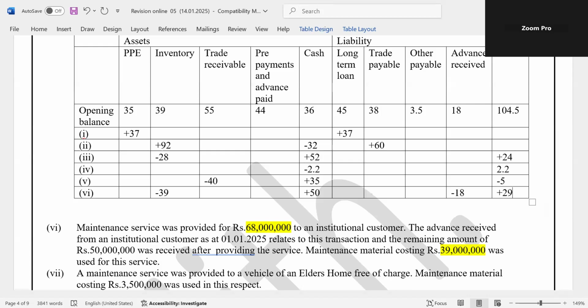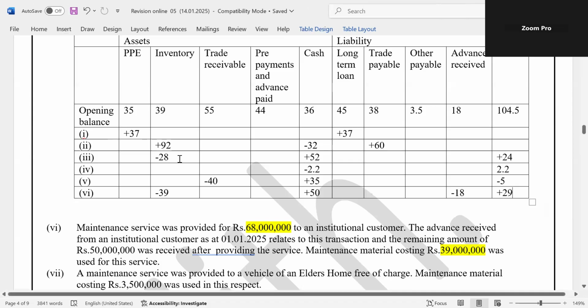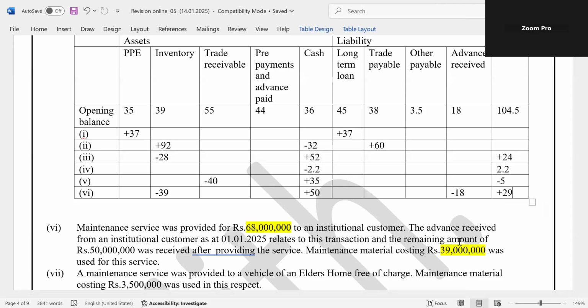Very important, transaction number 6. Transaction 6 is very important. Stock minus 39 million. Cash increase 50 million. And advance minus 18 million. As well as profit should be compared with cost value and selling price. 29 million profit, effect for equity increase. Very, very important, number 6.